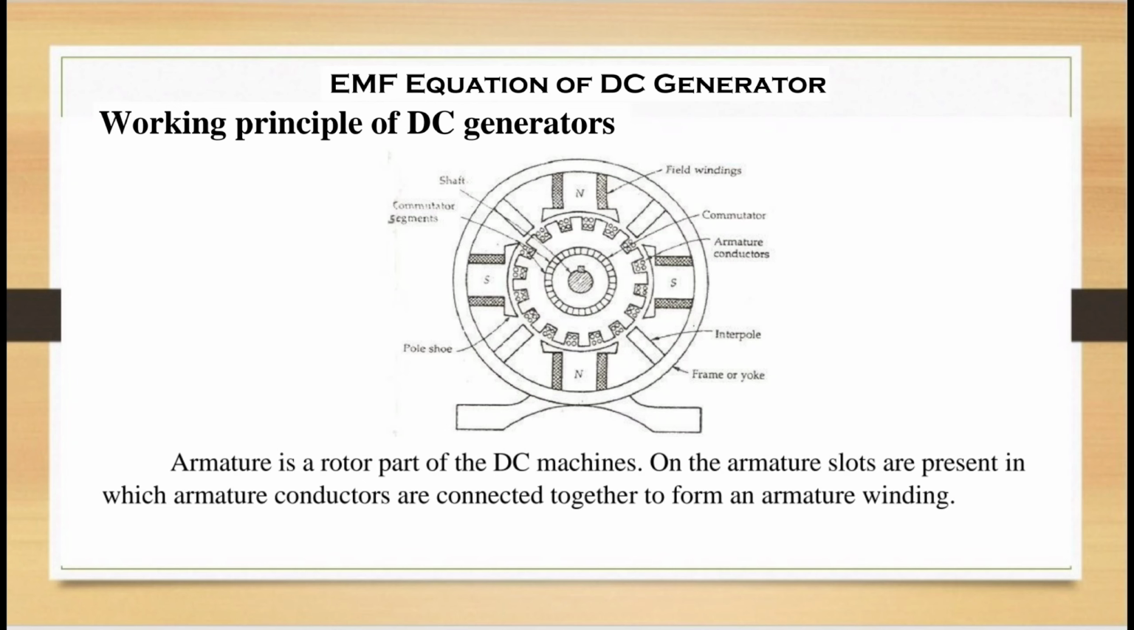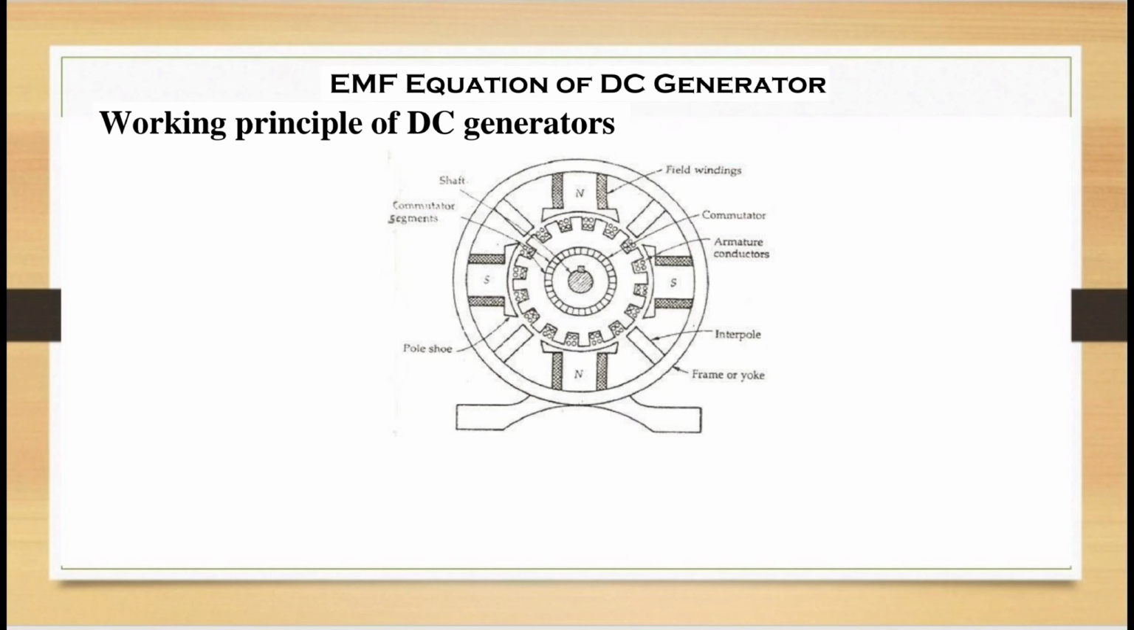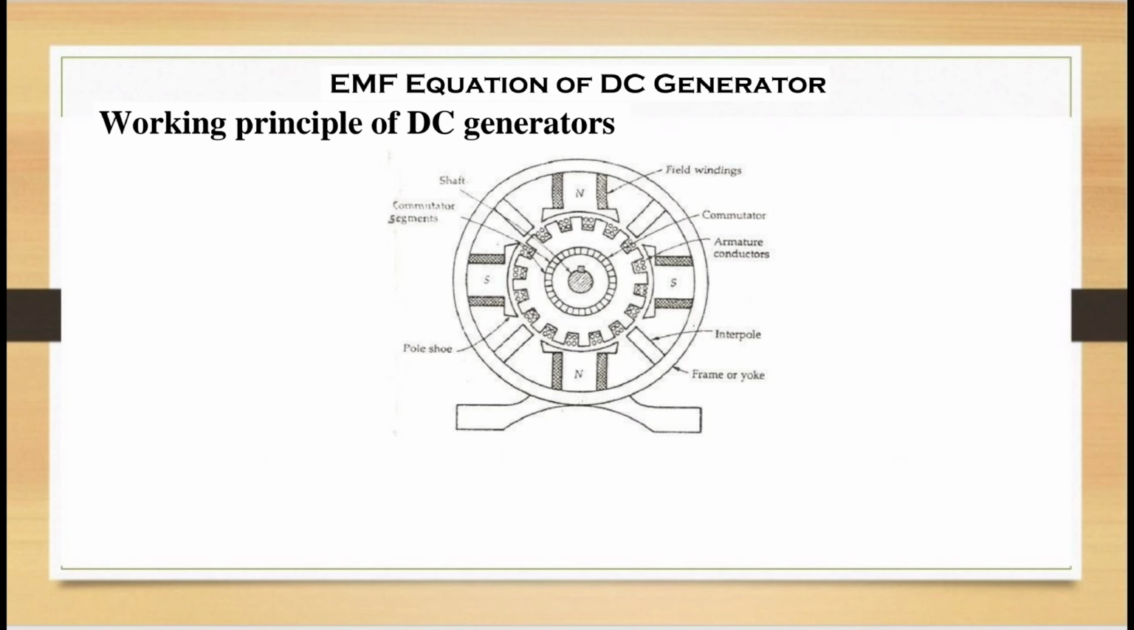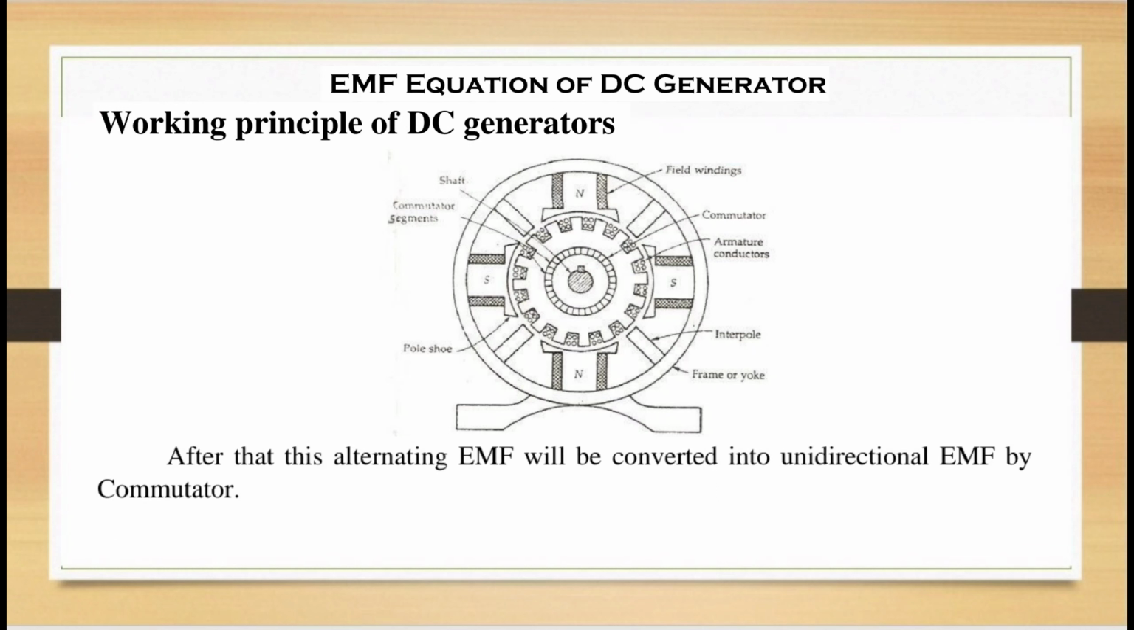On this armature, slots are present in which armature conductors are connected together in a specific manner to form armature windings. This armature is connected to the prime mover through a shaft. When the prime mover rotates, the armature conductors cut the flux and EMF will be induced in the armature conductors. After that, this alternating EMF will be converted into unidirectional EMF by the commutator which is present inside the armature. So this is the brief explanation about the working of a DC machine.